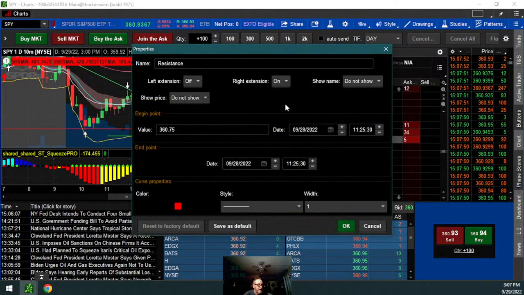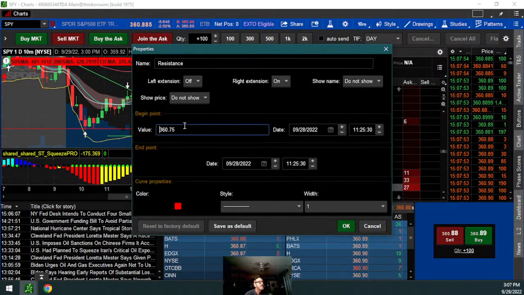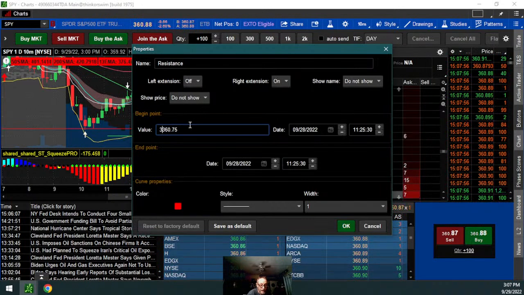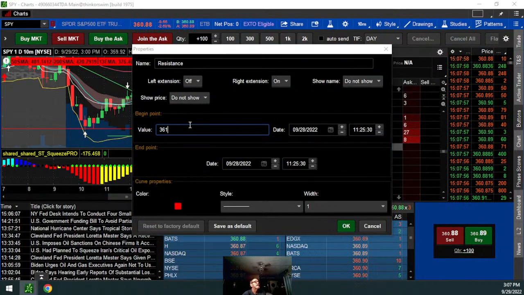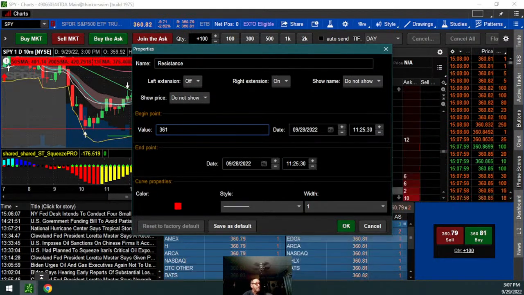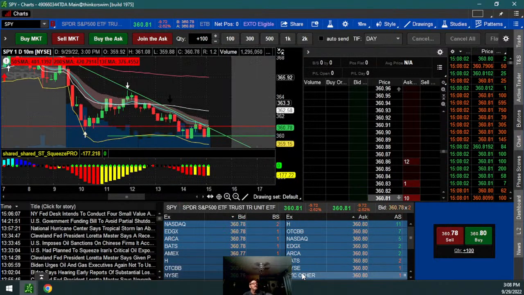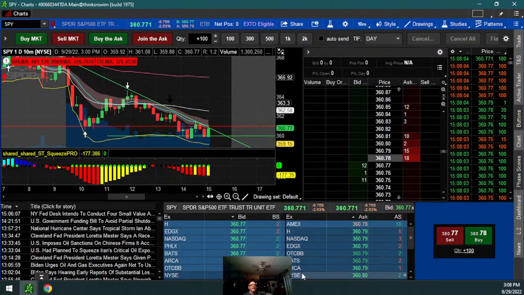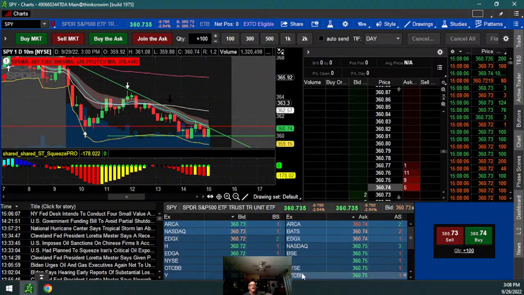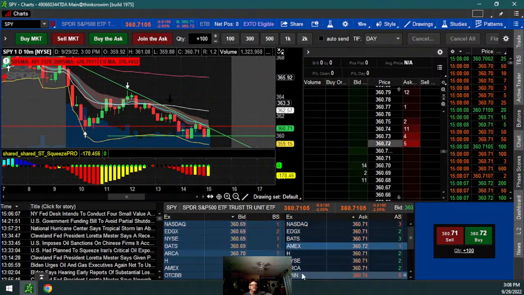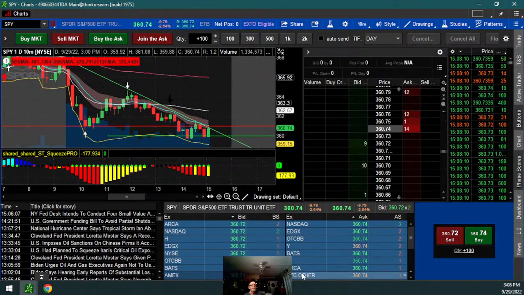So I'm going to edit it right now. It should have been the 361. So 361. Delete the rest. And just put it back. And that's where we're at right now. So right there would have been a good put. And right now you'd be up about $200 on 10 contracts. $250, $300. That was a perfect put right there.